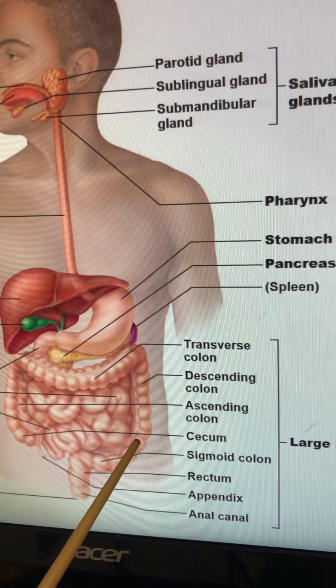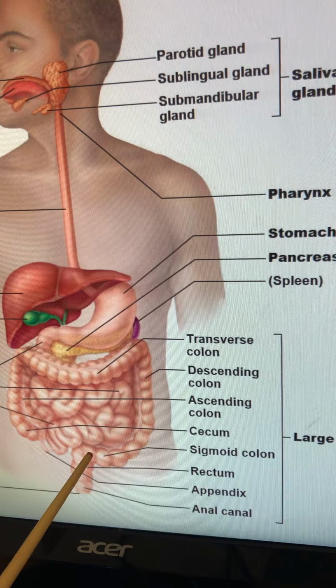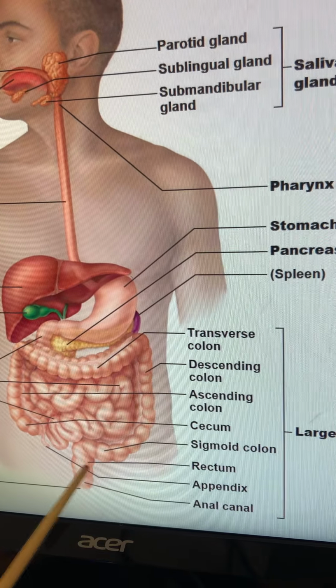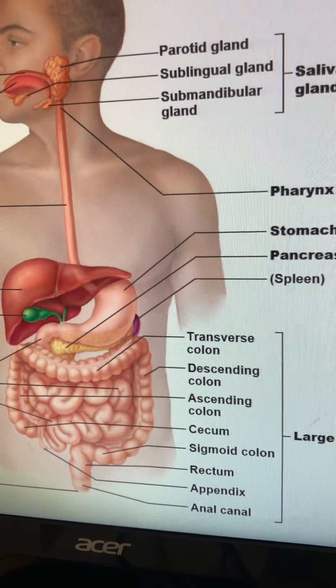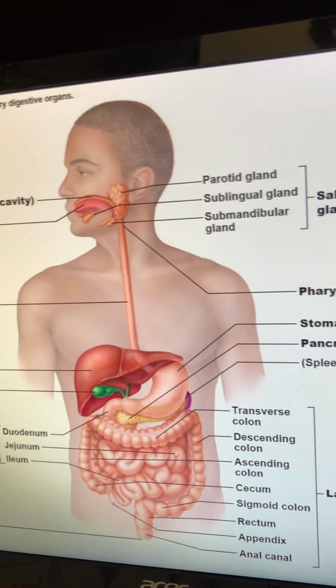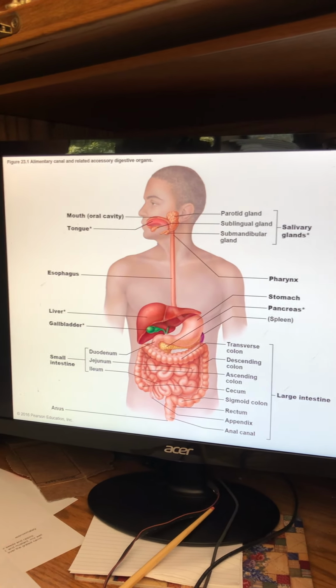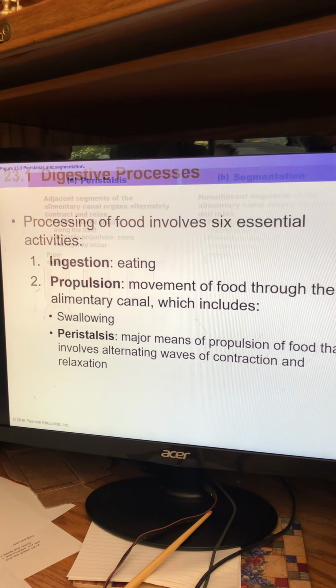And then as the food residue kind of works its way, there's an S-shaped one here that's called the sigmoid colon. Finally, it'll reach the rectum, and then finally the anal canal in the anus, and that's it. Your job for the digestive system is to make poop. And I'll explain all of them and all of the parts that we're talking about as we go through them.